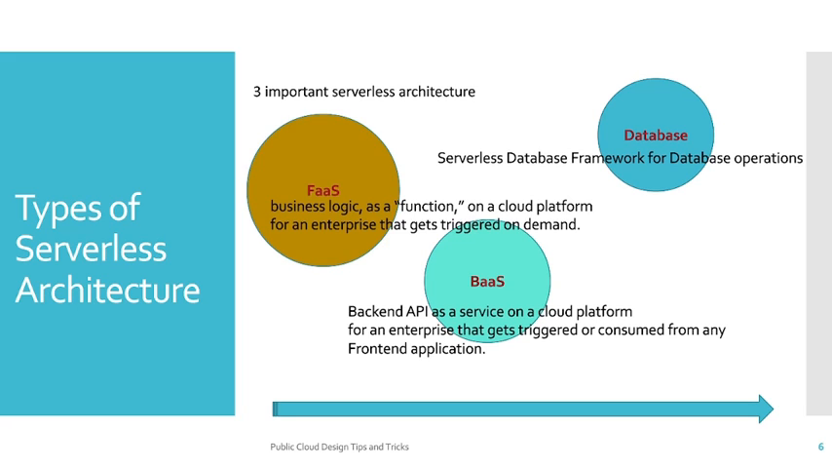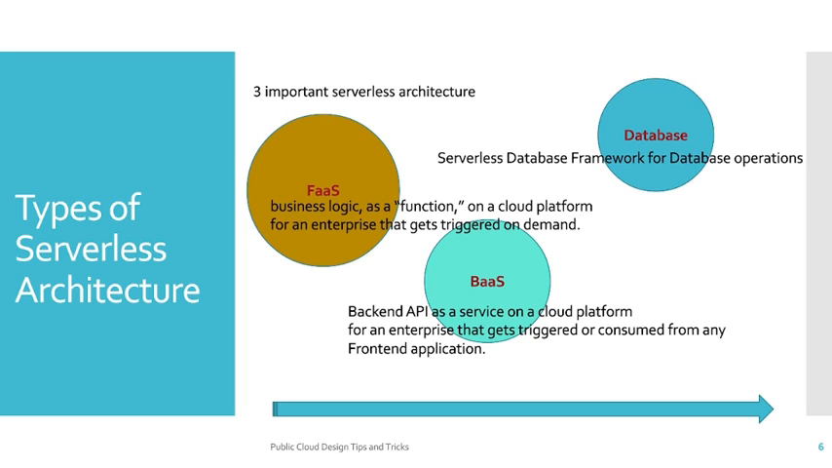Now let's consider three important serverless architectures. One is database. Serverless database operations are one of the famous marketing strategies for public cloud vendors. If you look at Amazon, they have DynamoDB. If you look at Azure, they have Cosmos DB, and Google also has its own database for the serverless factor. With a serverless database, you do not have to provision the database server; rather, it will be maintained or provisioned by the public cloud vendor.